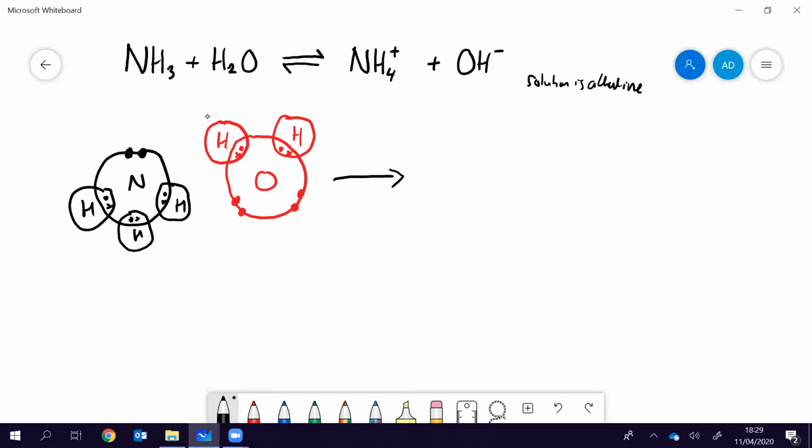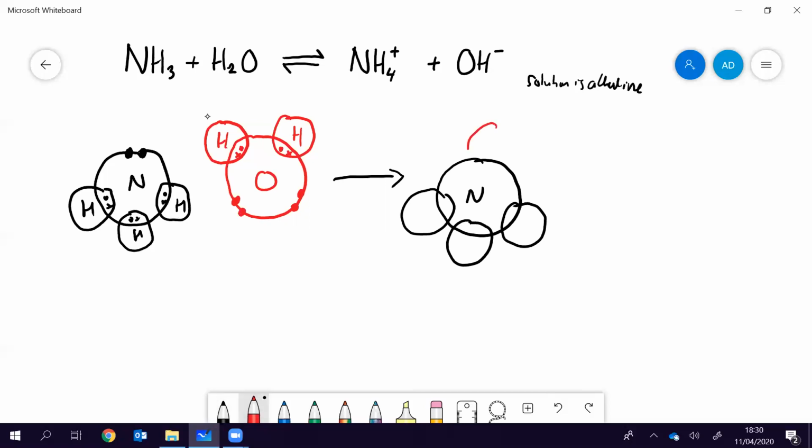So I draw it now. These are all normal bonds, yeah. But this one here, both of those electrons came from the nitrogen. They weren't provided by the hydrogen at all. So that means this species has got a positive charge on it. It's the NH4+ ion.